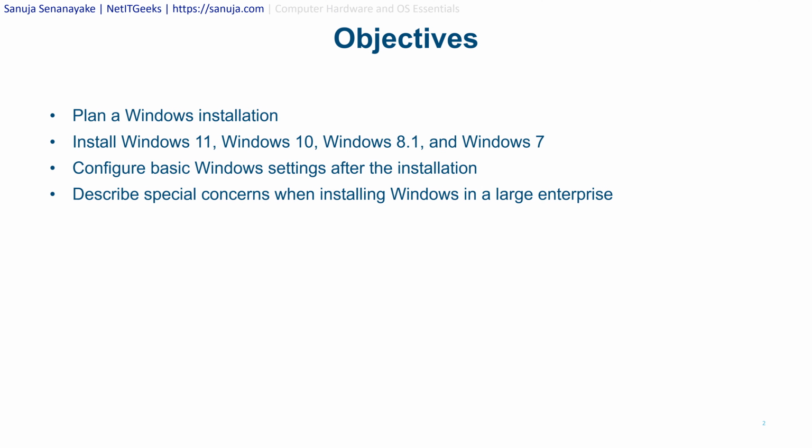The primary objectives of this lecture are to plan a Windows installation, learn how we can install Windows 11, Windows 10, Windows 8.1 and Windows 7, cover configuration basics of Windows settings after installation, and describe special concerns when installing Windows in a large enterprise.